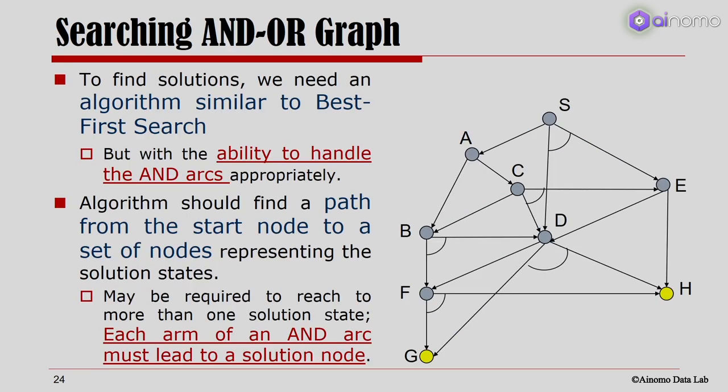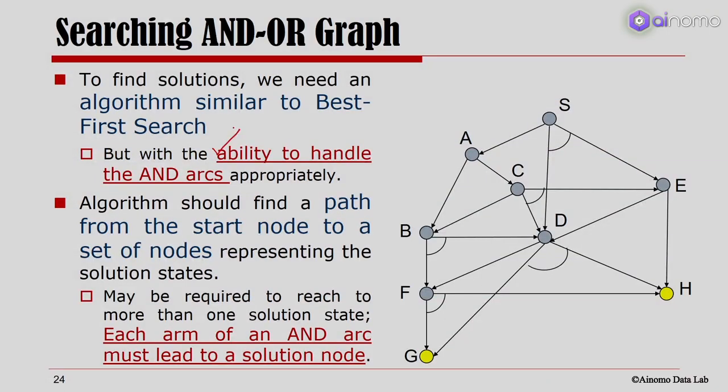So, we had looked at these inadequacies of the best first algorithm, its inability to handle the AND arcs, and therefore would look at a more specialized version of searching AND OR graphs. We have a heuristic search procedure that is called the AO star algorithm that we will look at here.